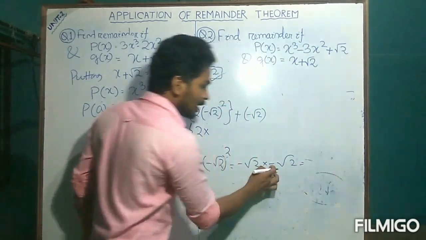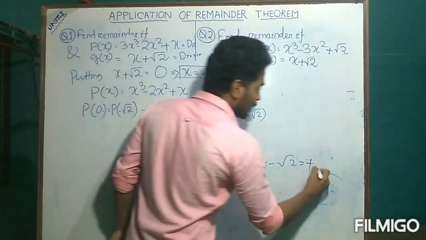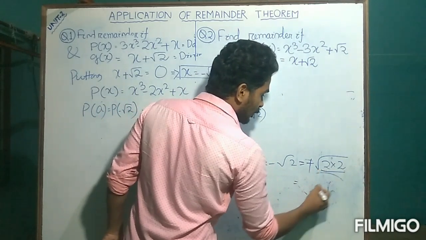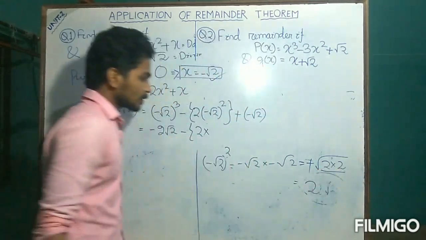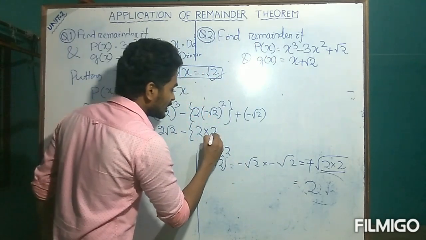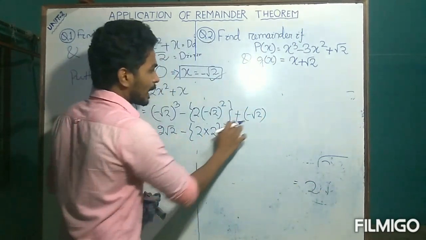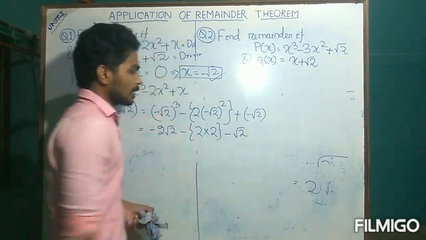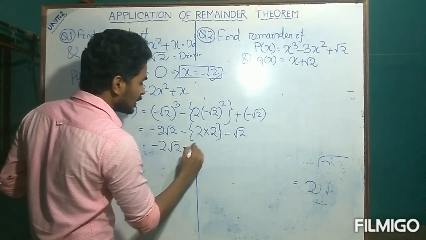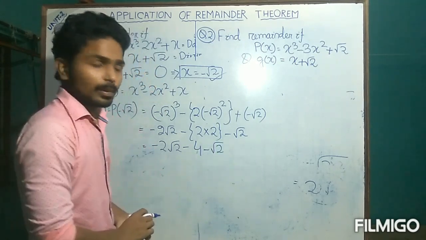Since we have an even number of minus signs here, minus minus is plus, and root 2 and root 2 is the whole root of 2 into 2. And as we know, for this 2 we will get a single 2. So the value of minus root 2 square is 2. Okay, so this is 2. Now plus minus is minus root 2. Then it will be minus 2 root 2. 2 2 is 4, minus root 2.